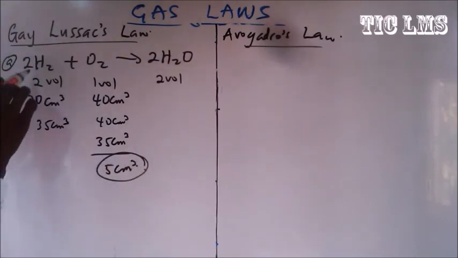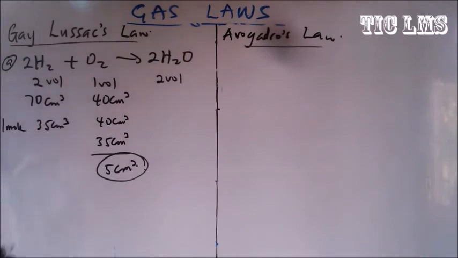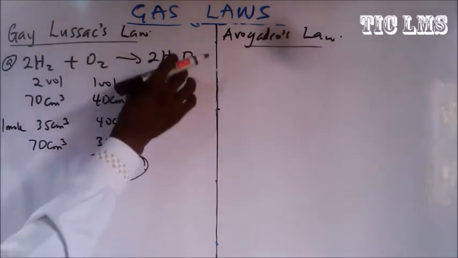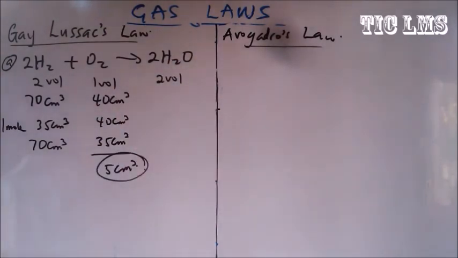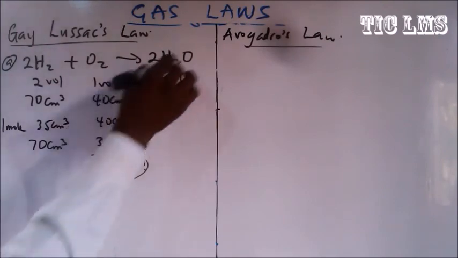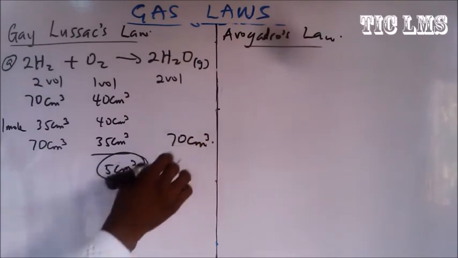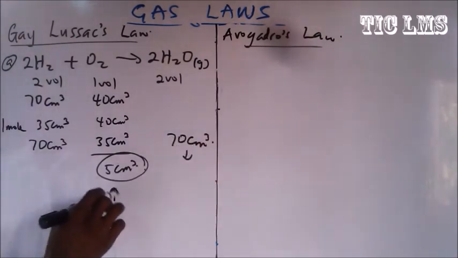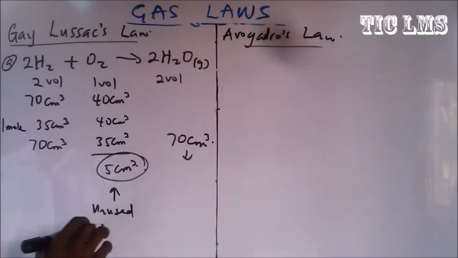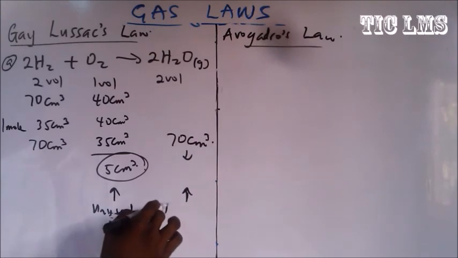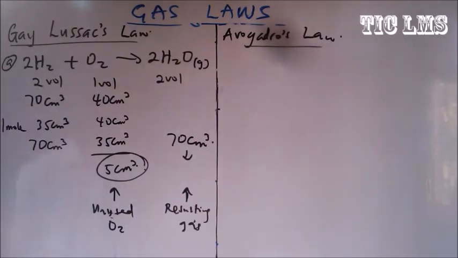And then we have 2 moles of hydrogen gas. And so 2 moles of hydrogen gas, since we have 1 mole to be 35, hence 2 moles is 70 cm cubed. And since we are making use of this smaller volume, we'll use the same volume to determine the volume of the water. And so we have 2 volumes of water, which is a gas, and that would give 70 cm cubed as well. So the volume of unused gas is this, which is unused oxygen, and here is the volume of the resulting gas, which is 70 cm cubed.